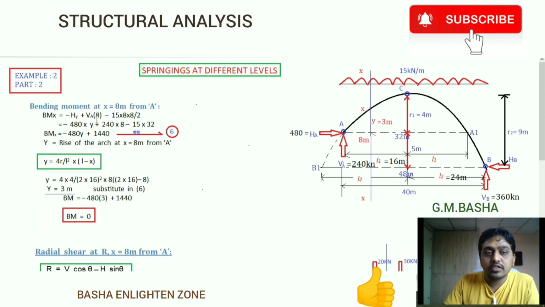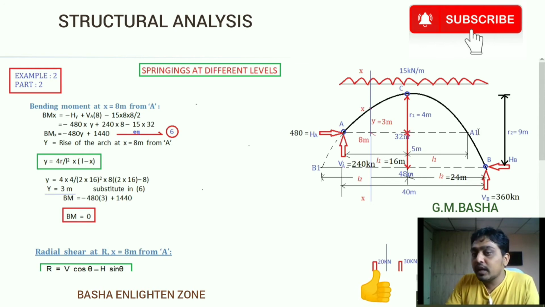VA into 8 meters, which is clockwise positive. Again, this HA will be acting towards the up to 8 meters span, and it will be 480 meters. So this horizontal force will be acting up to 8 meters also; it will be 480. Up to the C also it will be 480, and up to the A1 also it will be 480.